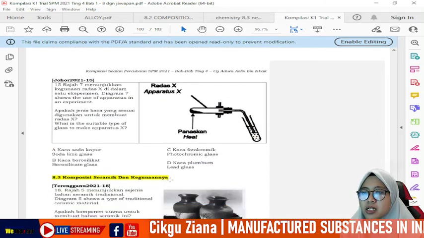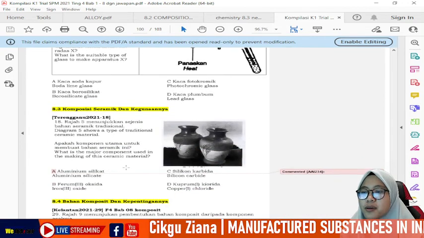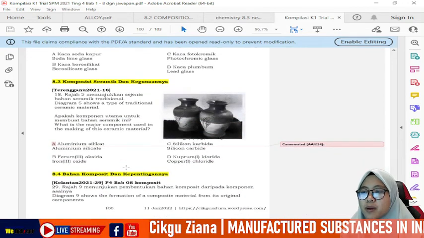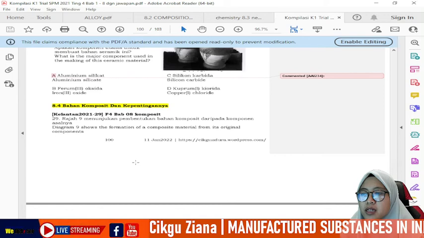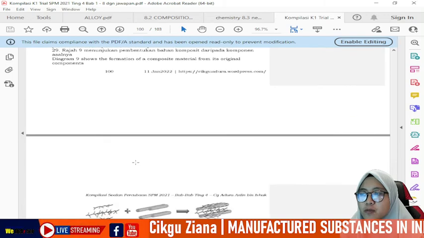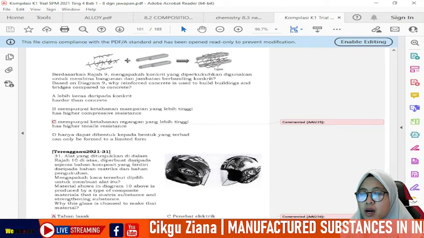Okay, next. Okay, this is Johor. Okay, what is the type of glass? What is this? Laboratory glassware. So, that is made from borosilicate. Okay, ceramic. Okay, what is the main component? That is aluminium silicate. Aluminium silicate. Okay, next. Diagram 9 shows the formation of composite materials. Okay. Why is reinforced concrete used to build buildings and bridges compared to concrete?